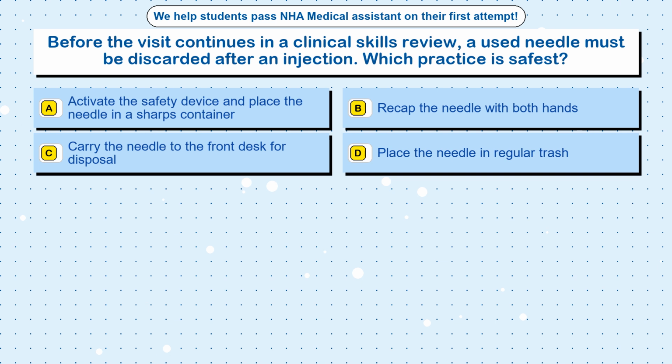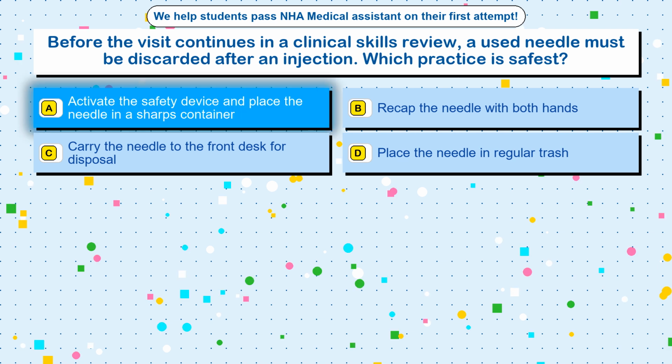Question 78. Before the visit continues in a clinical skills review, a used needle must be discarded after an injection. Which practice is safest? Option A. Activate the safety device and place the needle in a sharps container. Option B. Recap the needle with both hands. Option C. Carry the needle to the front desk for disposal. Option D. Place the needle in regular trash. The correct answer is option A.